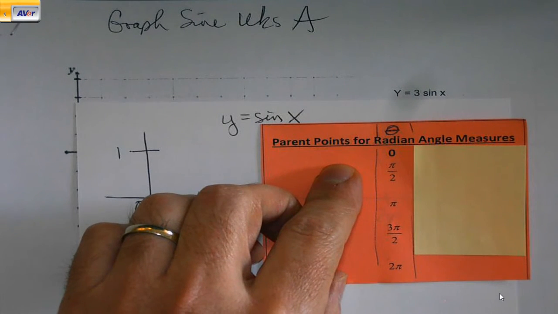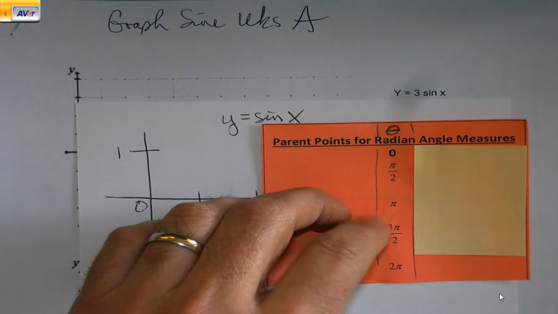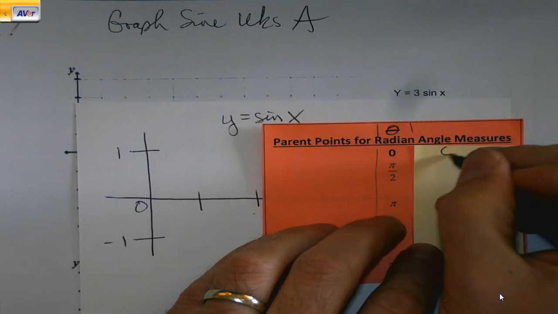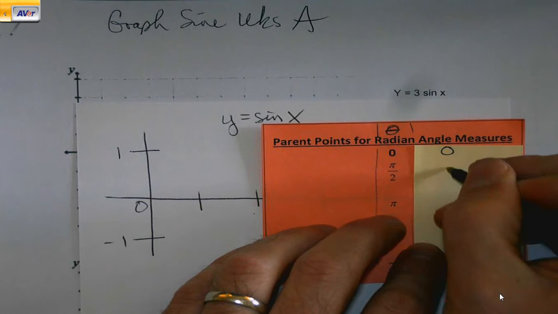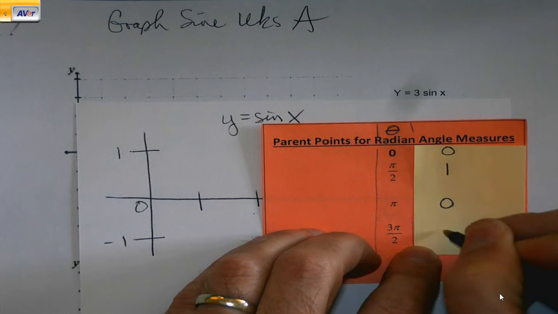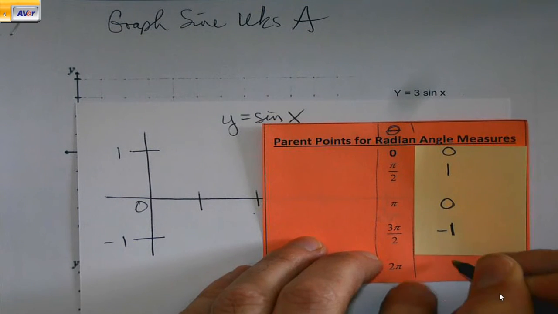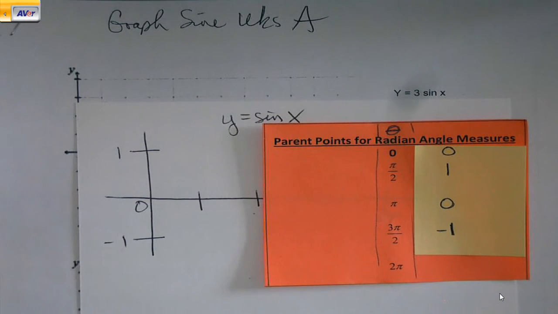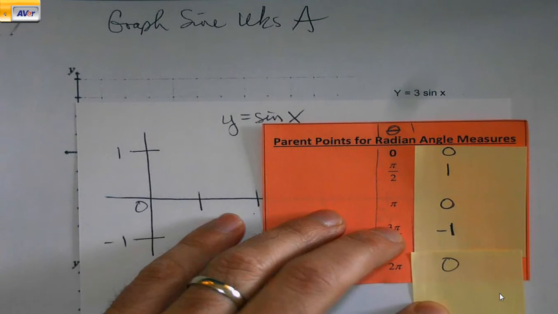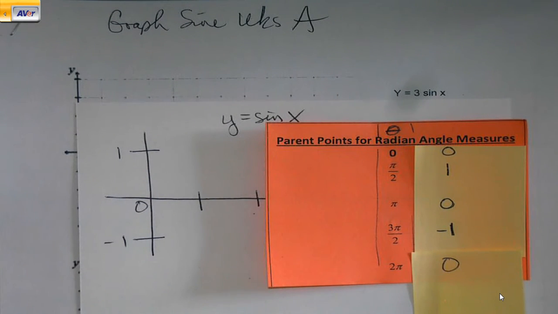What I'm going to do is go through with you what the sine values for those are. And so yesterday we talked about how sine typically starts at 0. Then it goes up to the maximum, back to 0, down to the minimum. Oh, shoot, I'm running out of room. Hang on just a second here. And then back to 0. Those are my parent points, my base points for my sine.